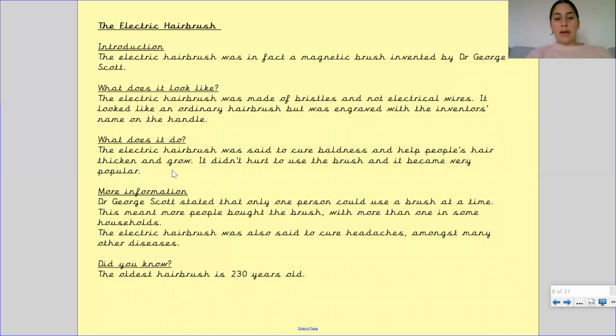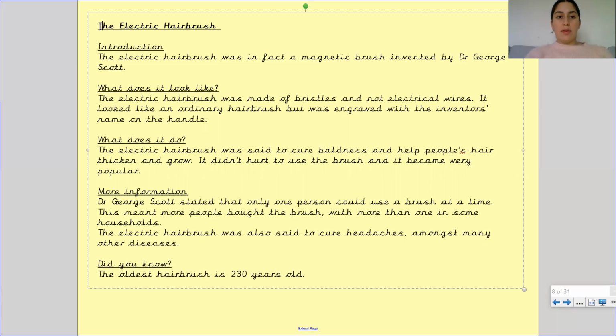Just quickly before we move on, let's have a look at what our text map looked like. Here is the heading, the electric hairbrush is underlined, and it's also a bit more bold than the rest of my writing. What do you notice about every word in our heading?